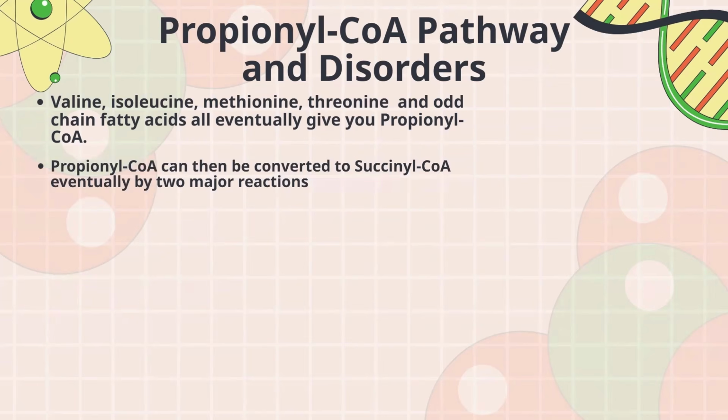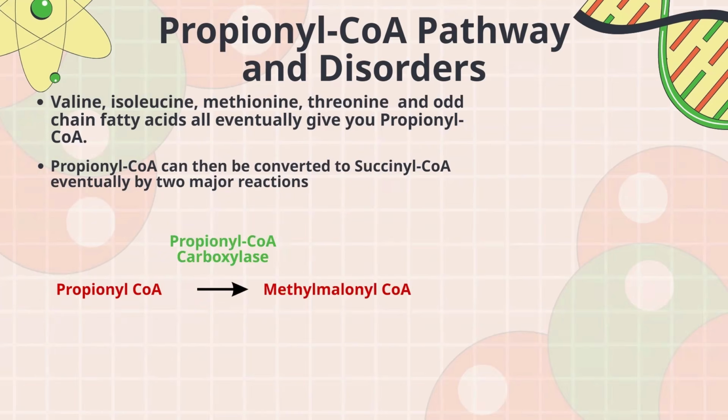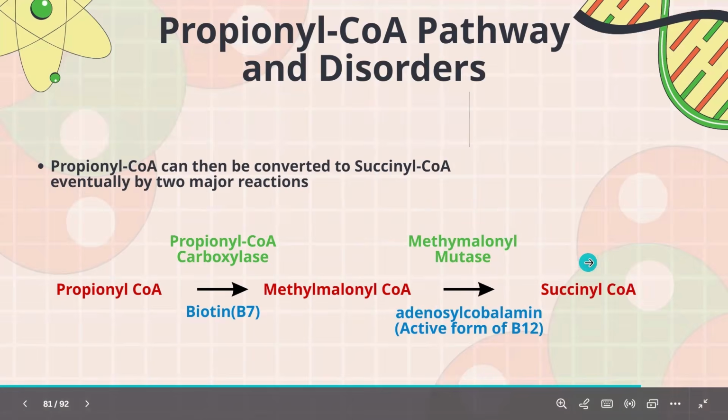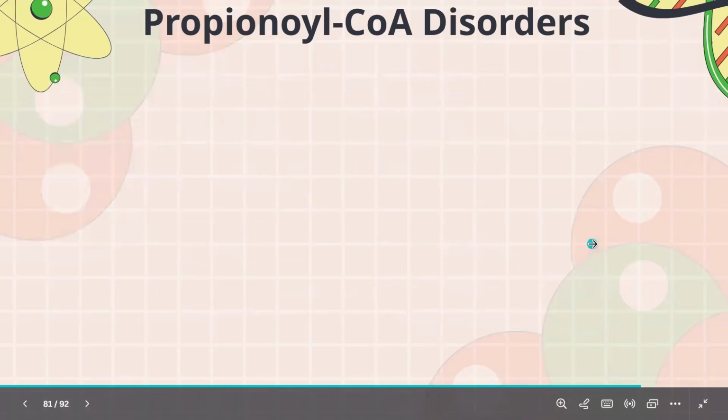Propionyl-CoA can then be converted to succinyl-CoA through major reactions. It is going to become methylmalonyl-CoA through propionyl-CoA carboxylase, which needs biotin, as we said, B7. Methylmalonyl-CoA is going to form succinyl-CoA, and this is basically through adenosylcobalamin, which is the active form of B12, and methylmalonyl mutase, which is supported by this, obviously. So let's talk now about the disorders.